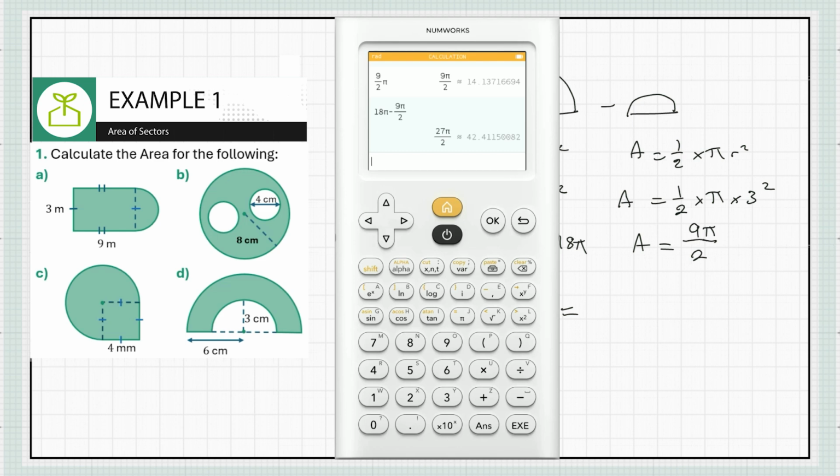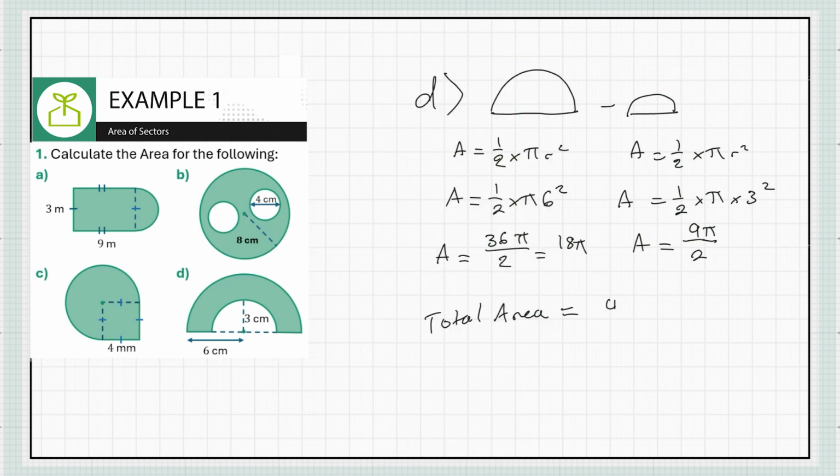That's because if I wanted to do this, I could have left 36 over 2 and subtracted 9 over 2 and just treated them as both fractions and subtracted both of them because they have the same denominator. So the answer is 42.41, and that is in centimeters squared.